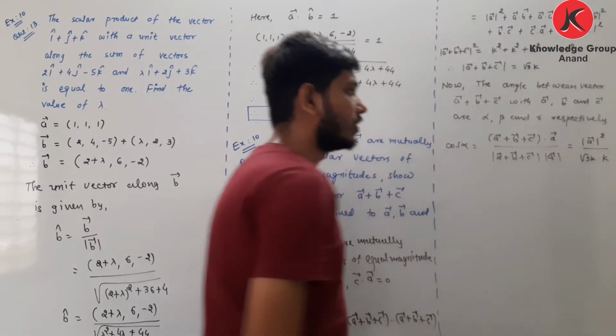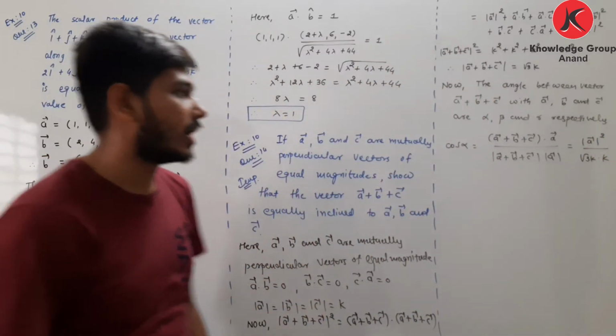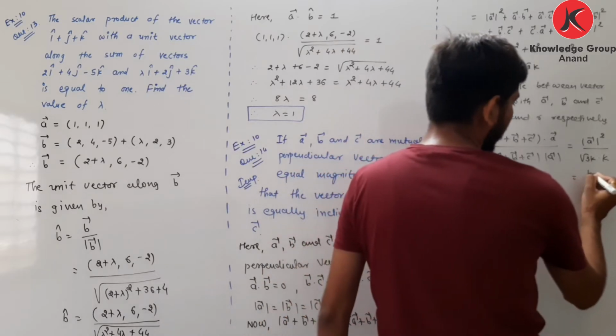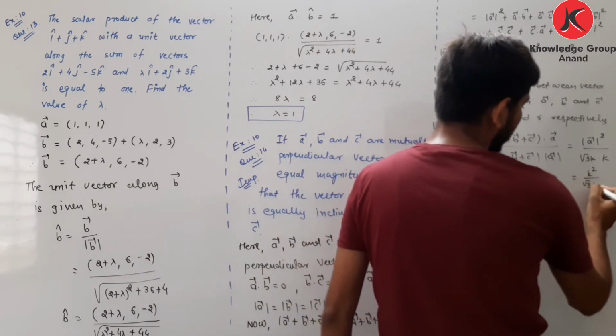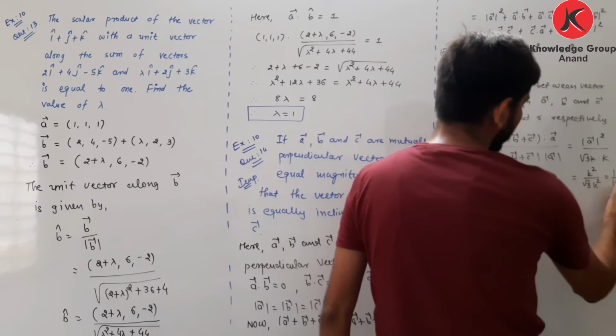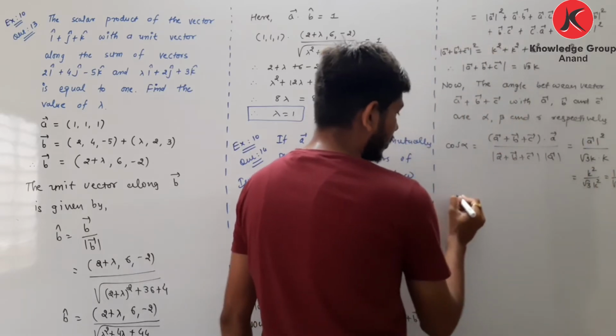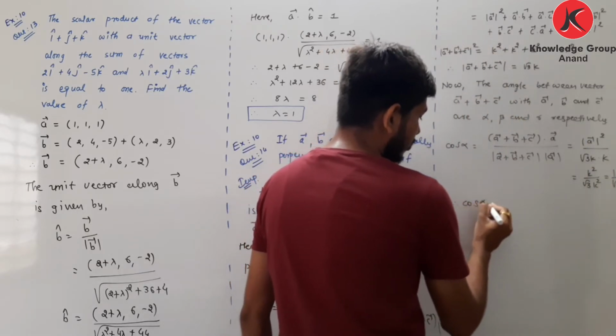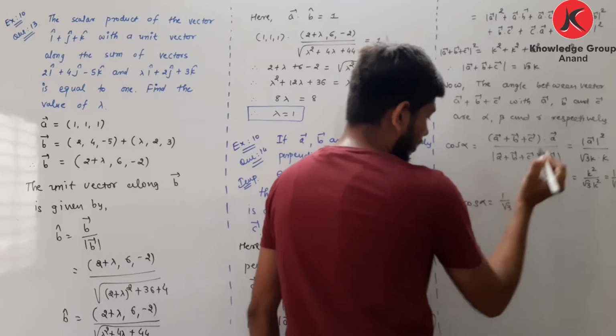Okay, so magnitude of A square, that means K square, equals K square divided by root 3 K square, meaning 1 by root 3. This is the value of cos alpha, which equals 1 by root 3.